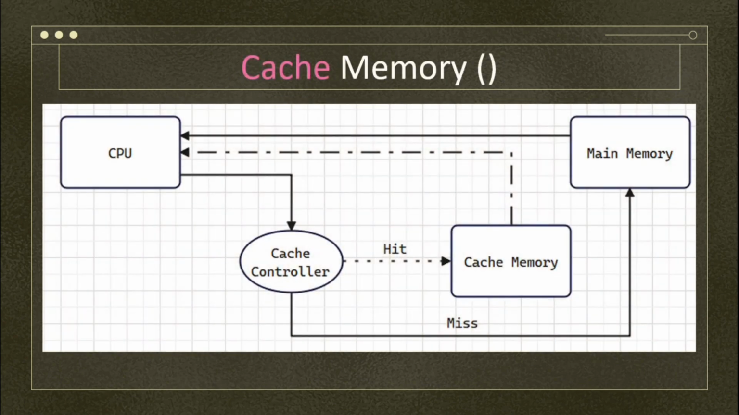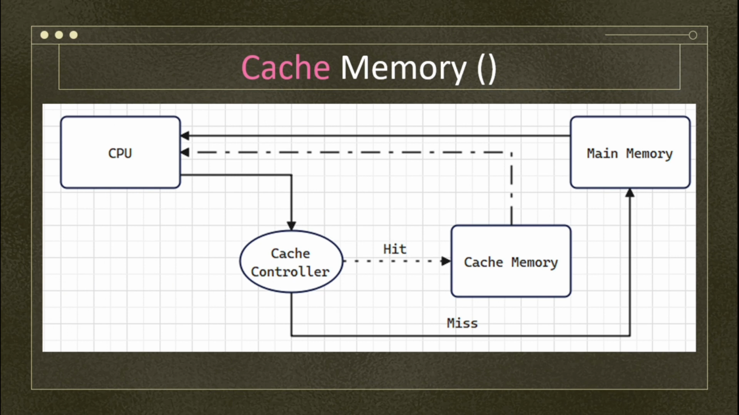Now let's take a look at this diagram. When the CPU needs data, it sends a request to the cache controller. If the needed data is already in the cache, a hit, the cache controller sends it to the CPU. If it's a hit, data is in the cache. The data goes from the cache to the CPU. If it is a miss, data is not in the cache. The cache controller fetches the data from the main memory.